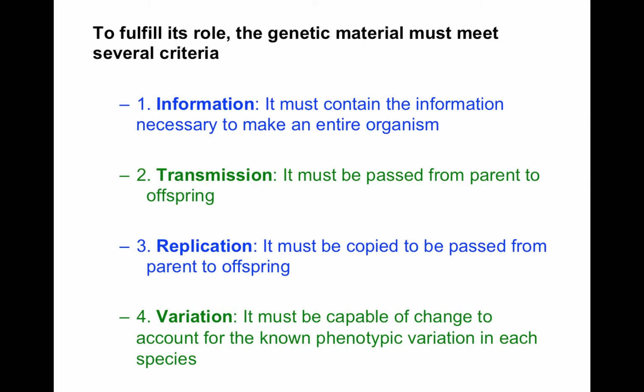We know that mutations happen, and we know that a population of an individual species has a fair amount of variation in it. The genetic material has to be faithfully replicated, but it also has to be able to account for certain amounts of variation within a population. So, keeping in mind all of these important criteria, let's find out how DNA was discovered to be the genetic material.